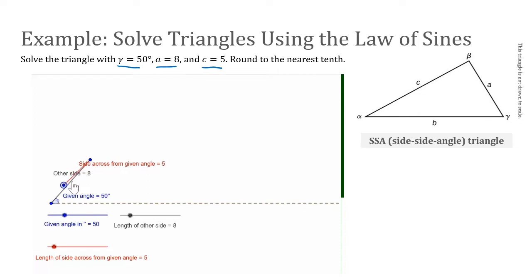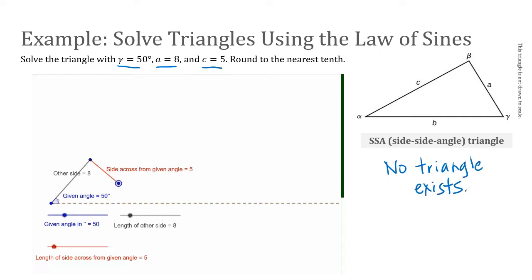And you can see in this little image or this video that that side across from the given angle, it's just too short. It can't make it to that third side. And that's why in this scenario, we said that no triangle exists. So using side-side angle, we have no triangle existing on this example. The example before this, we saw that one triangle existed. Let's look at one more example. So let's look at another example.